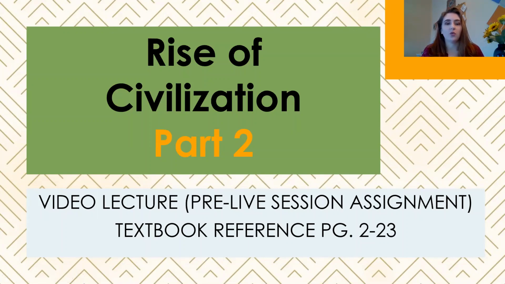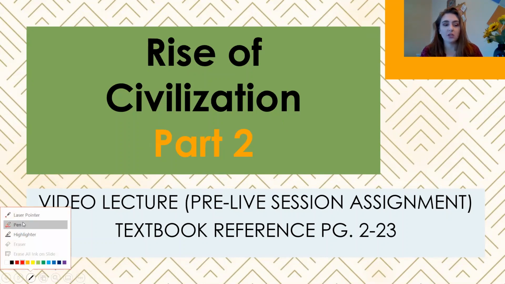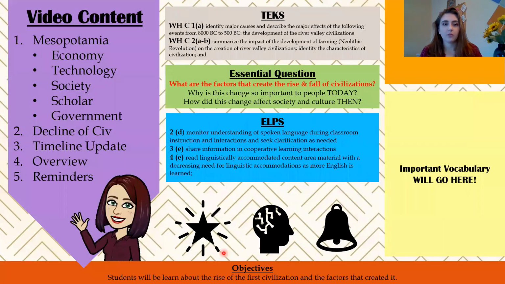Today we're going to go over Rise of Civilization Part 2. As we go through, remember to be taking notes as well as write down any questions you have. So in today's video, we will cover the Mesopotamian civilization, talk about the main factors of what makes a civilization and the main factors that cause the decline of a civilization. We'll update our timeline and go over some review and reminders.